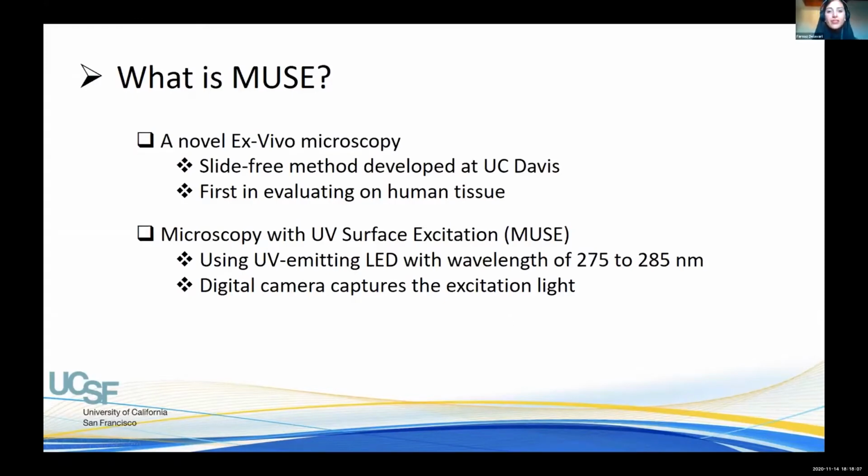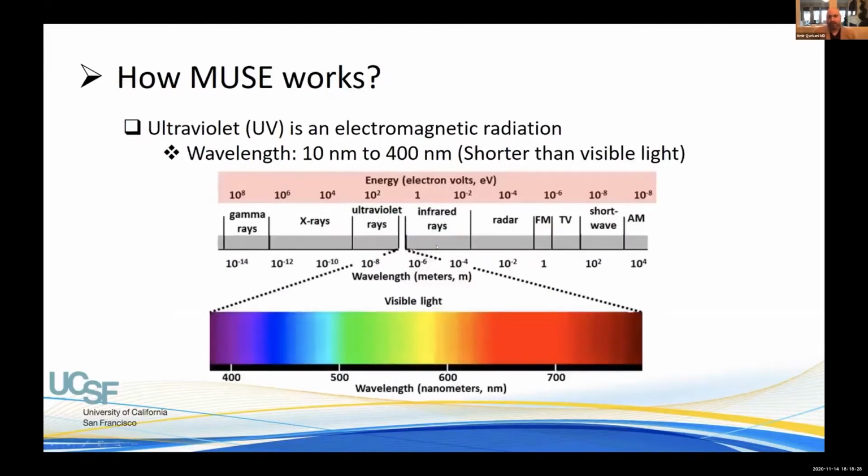Sure. So Muse stands for microscopy with UV surface excitation. The simplest way to describe it is that it uses UV light to excite the surface, and when the surface is excited, it generates visible light that you can capture with a digital camera. So that's just a very small physics background on how it was developed. It's a very simple method that any university or any person can duplicate and use.